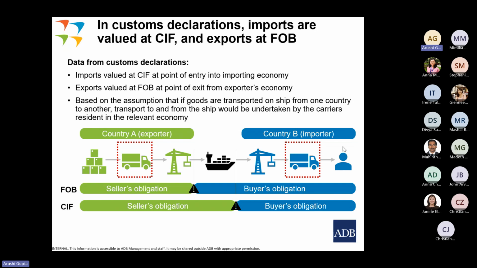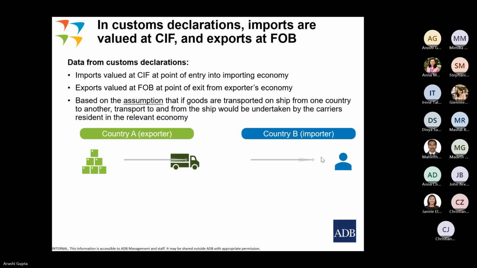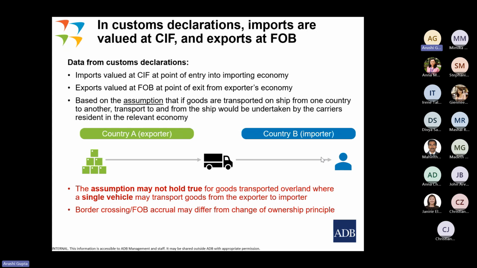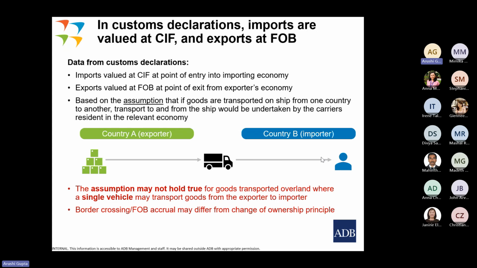So we just saw in one of the previous slides that CIF/FOB valuation principles arise from the common situation where goods are transported by ship from one country to another, and it is based on the assumption that transport to and from the ship would be undertaken by carriers resident in the relevant economy. However, imagine a scenario where goods are directly transported by land between two economies that have a land border. And in most scenarios, it would actually be a single vehicle that would transfer the goods from seller to buyer. In this example, we cannot directly assume the points of change of ownership or transfer of risk, as that would be very specific to the actual contract between the two parties.